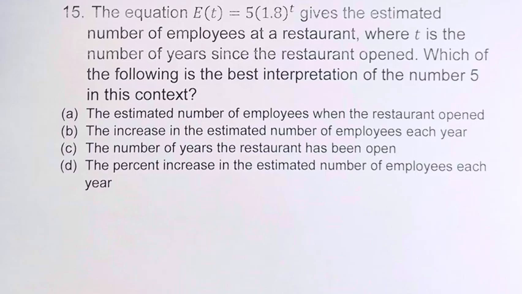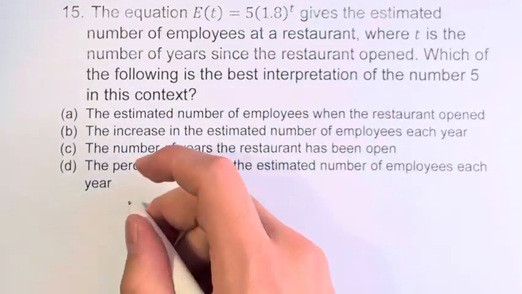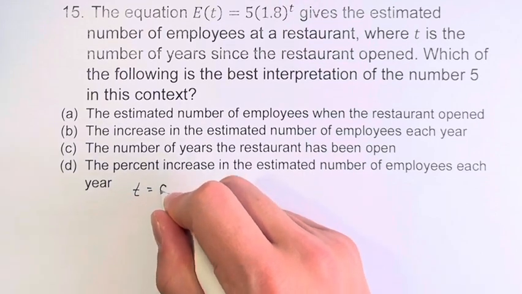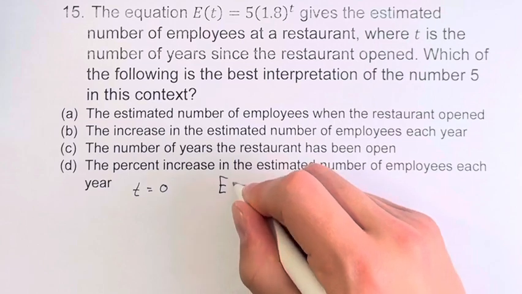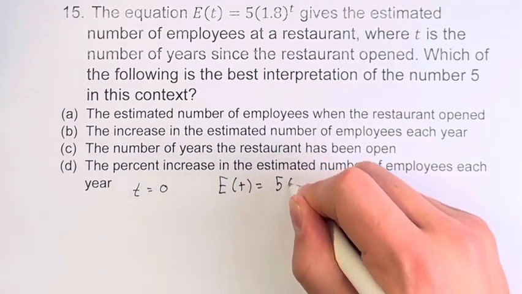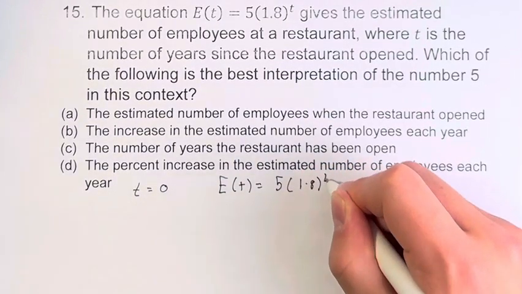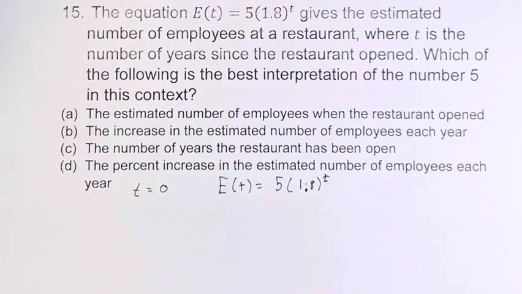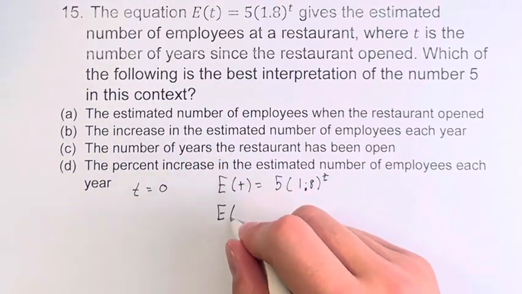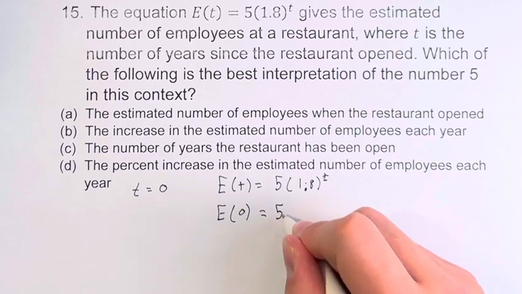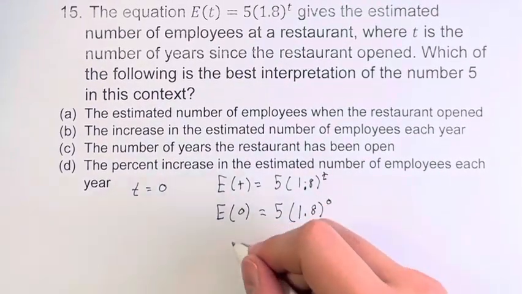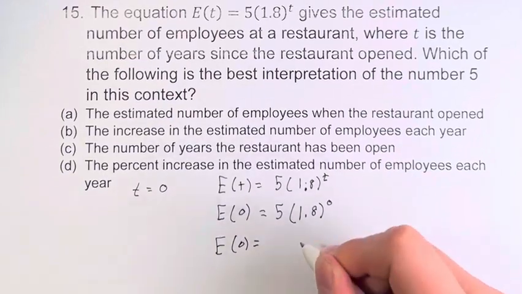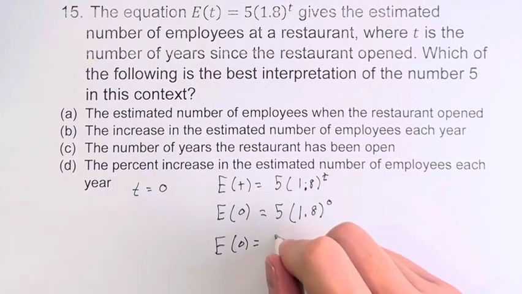So to understand what 5 actually represents, we're going to plug in t is equal to 0 into this equation. So we have E of t equals 5 times 1.8 to the t. Therefore, plugging in 0 gives E of 0 is equal to 5 times 1.8 to the 0.